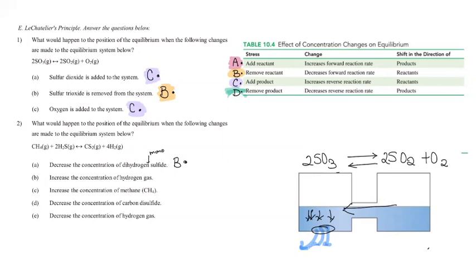When we are increasing the concentration of hydrogen gas, what are we doing? Great job. We're adding product. Increasing the concentration of methane. Next, decrease the concentration of carbon disulfide. Lastly, we are decreasing the concentration of hydrogen gas.